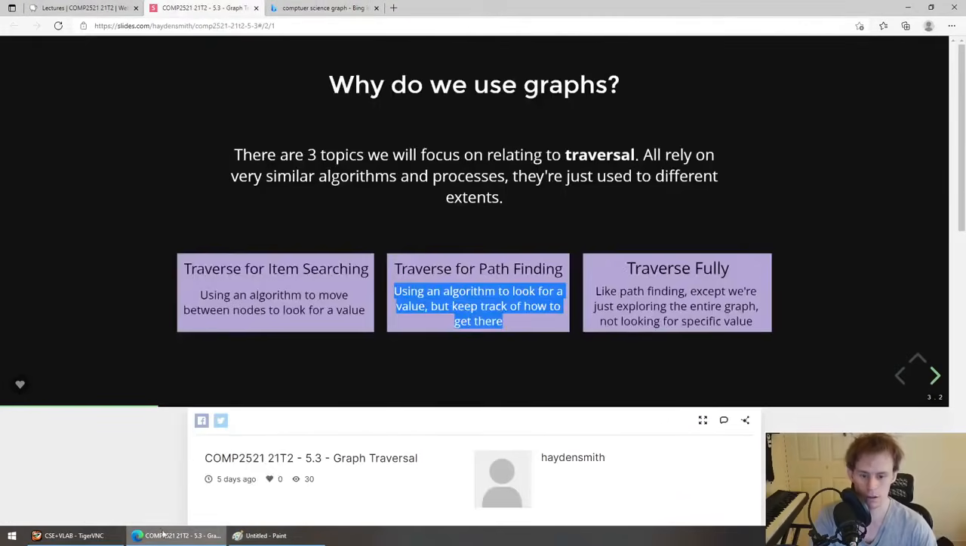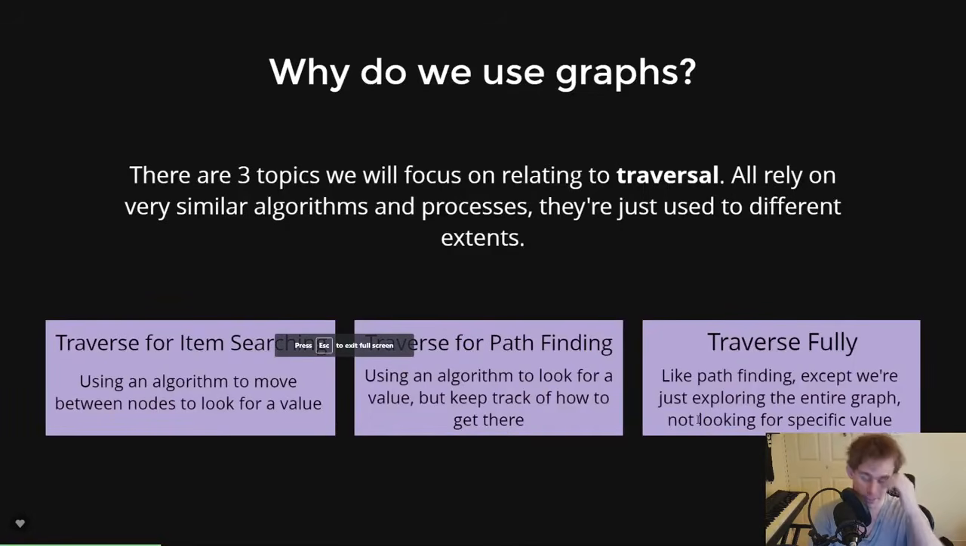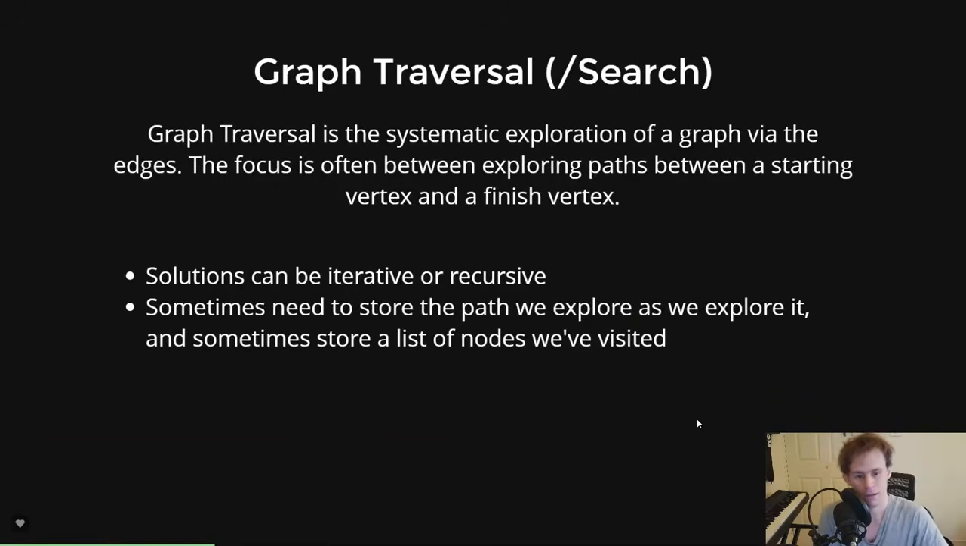Now, in practice, all three of these things kind of work with the same algorithms. They're all kind of based on the same algorithmic base. And this is where breadth-first search and depth-first search come in. All these different kinds of graph traversal or graph searching are just a systematic way of exploring edges. It's moving between vertices and exploring edges. Often we're focused on a start point and a finish point, but we don't have to be.